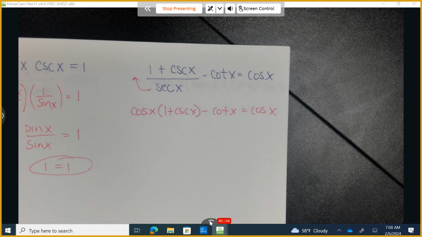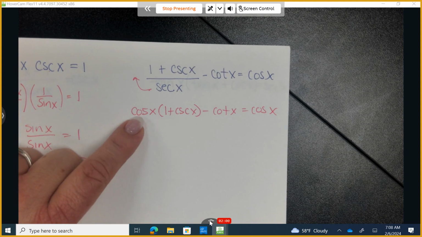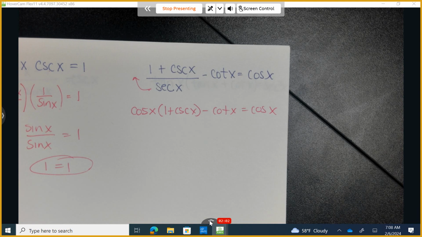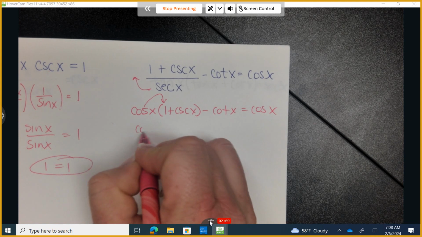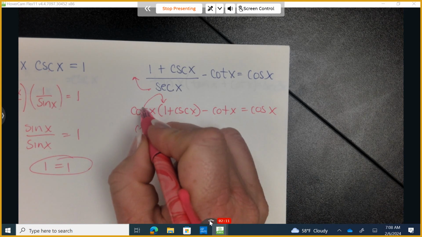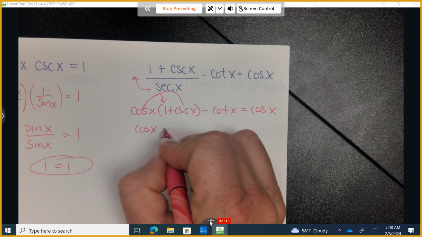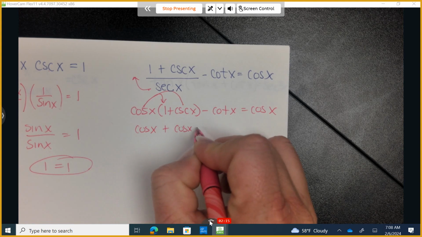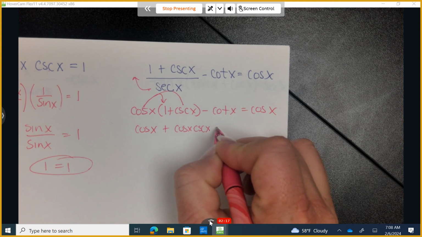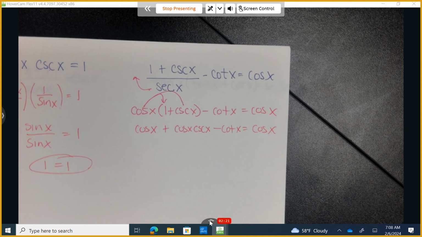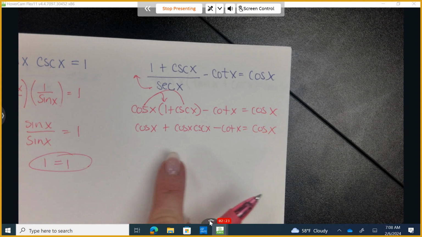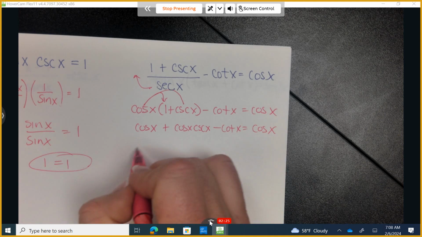Did I say the wrong word? Oh, so sorry. I wrote down cosine though. Thank you for correcting that. Okay, now I'm going to multiply and distribute. So cosine times 1 is cosine of x. And then this is cosine plus cosine of x times cosecant of x minus cotangent of x equals cosine of x. Okay, I'm going to expand the second and the third terms.